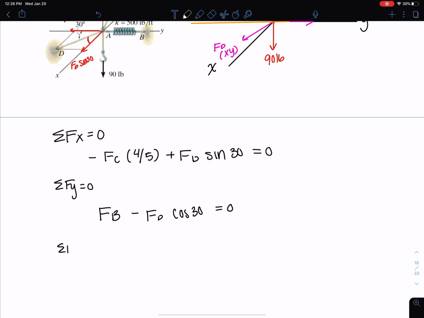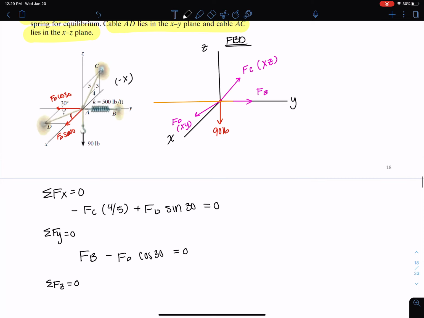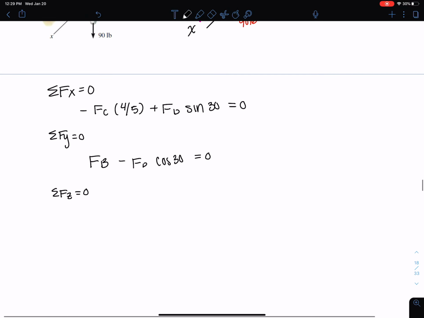Last thing I have, last equation, and I'm going to have two forces in that direction as well. So the FC component, right? Let me erase this information so I can show you now. The FC component, this is FC. I have the X component in this direction, and I have the Z component in this direction, right? So because it's vertical, I'm going to use the 3/5 now for that. So for Z, I'm going to have FC times 3/5 minus that 90 pounds acting purely in the Z direction.